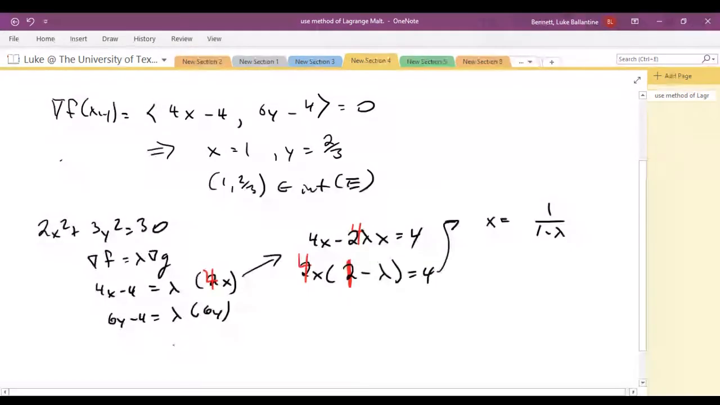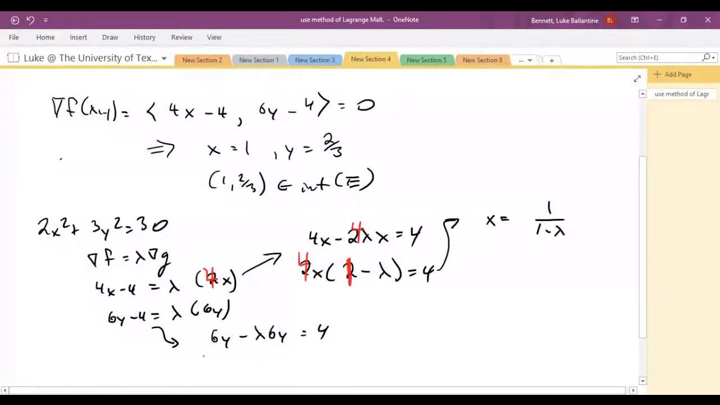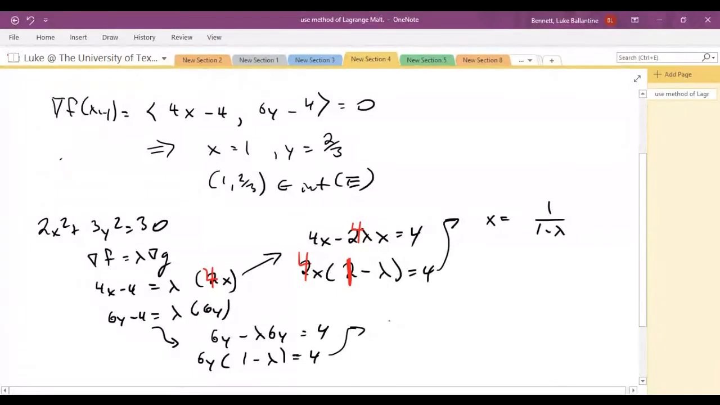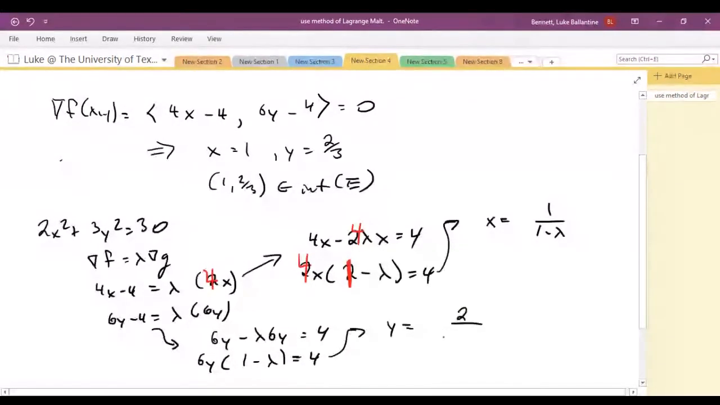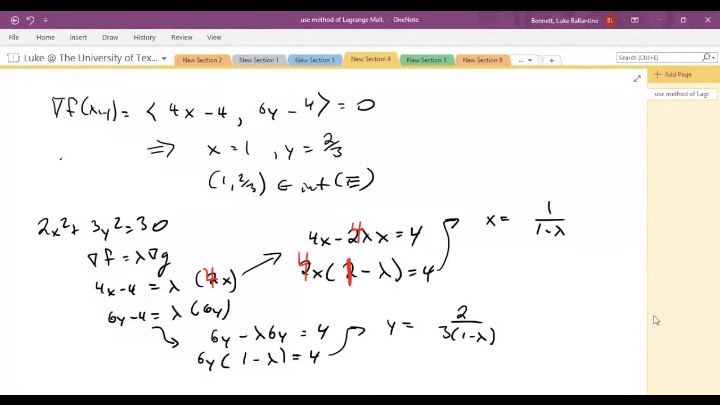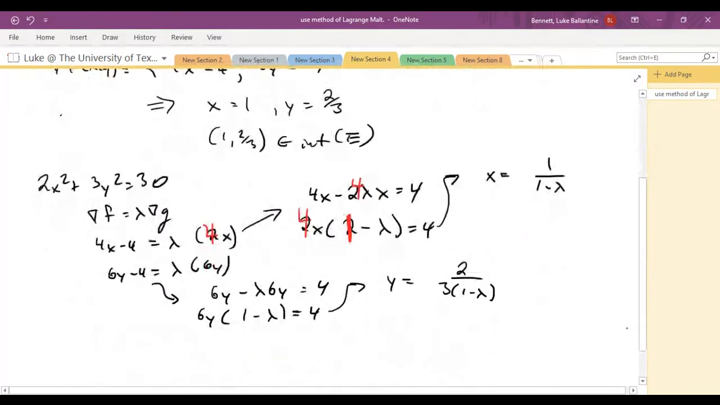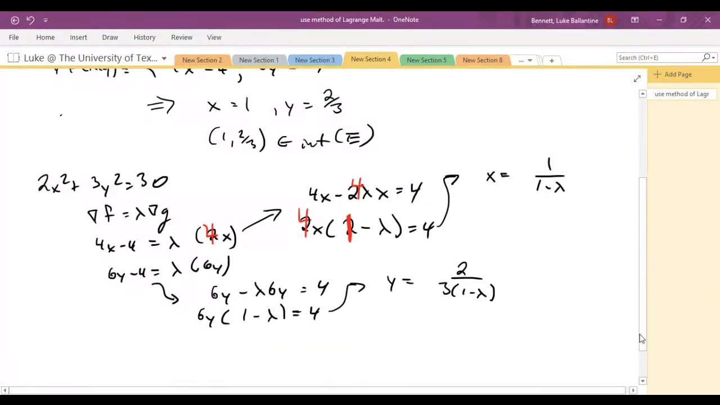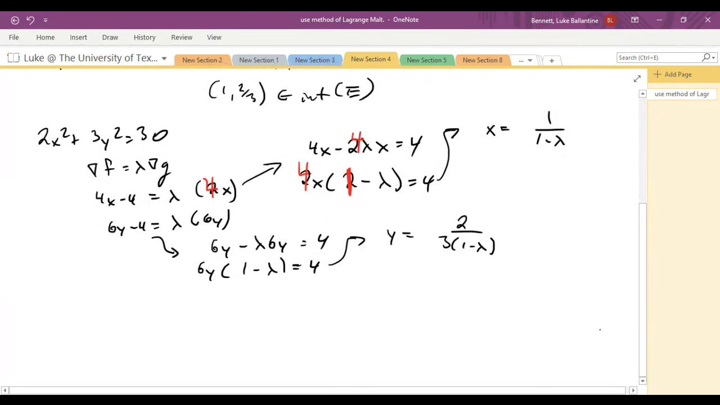On the other hand, if we do the same thing with y, we get 6y minus lambda y is equal to 4. So 6y, 1 minus lambda is equal to 4. We have y is equal to 2 over 3 times 1 minus lambda. Now we plug this into g, which is a function of x and y. Plug in x in terms of lambda, y in terms of lambda, and then solve for lambda. Then we have explicit solutions, so we immediately have x and y.